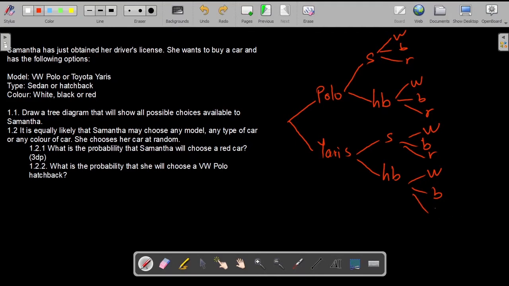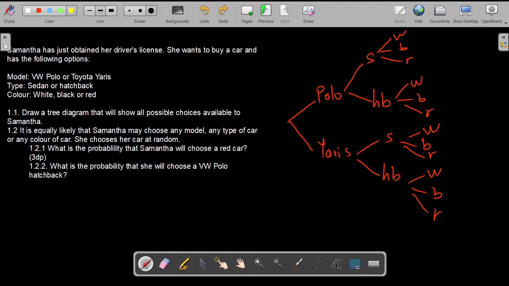So this is the tree diagram which shows all the options. Let's say you pick a Polo, it can be a sedan. Let's say you pick a Polo, it can be a hatchback. And within these options, we have other options to look for, and that is how the tree progresses in that direction. To start off with picking a car manufacturer or the type of car, and within that you have a sedan, you have a hatchback, and within that you have colors to choose from.